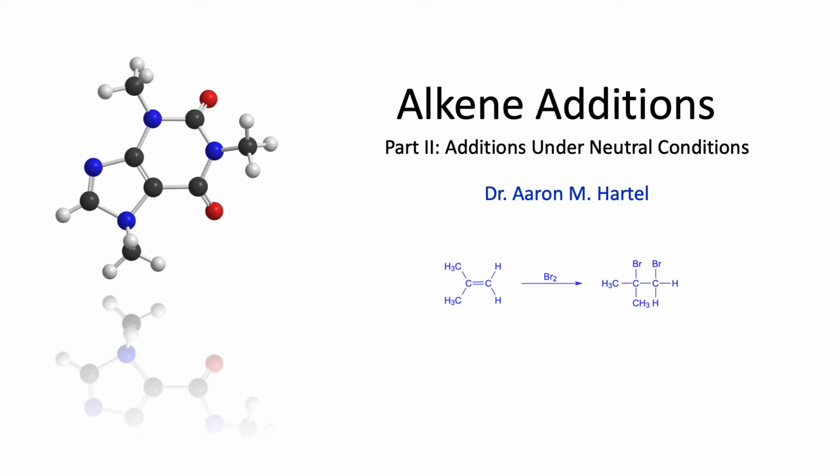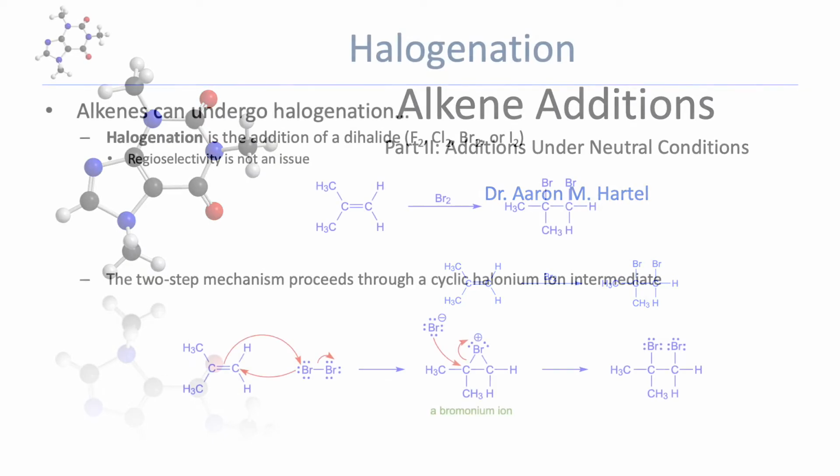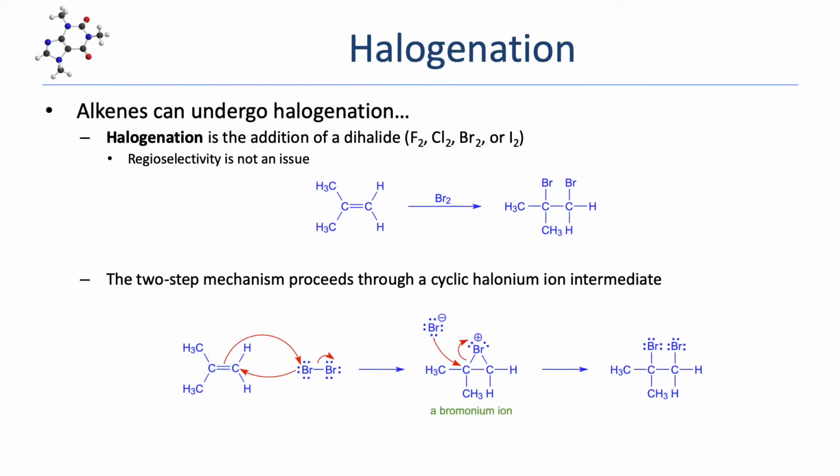In this lesson, we're going to continue our exploration of the electrophilic addition reactions to alkenes, focusing on additions that occur under neutral conditions. Alkenes can undergo halogenation, which is the addition of a dihalide like Cl2 or Br2.